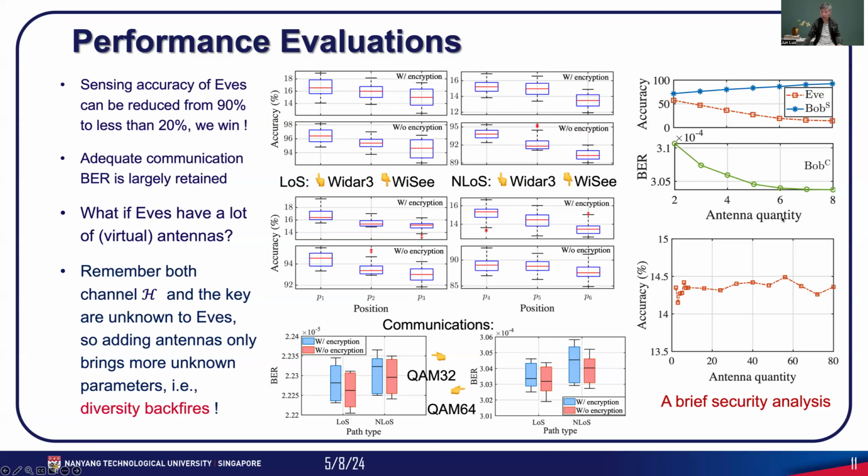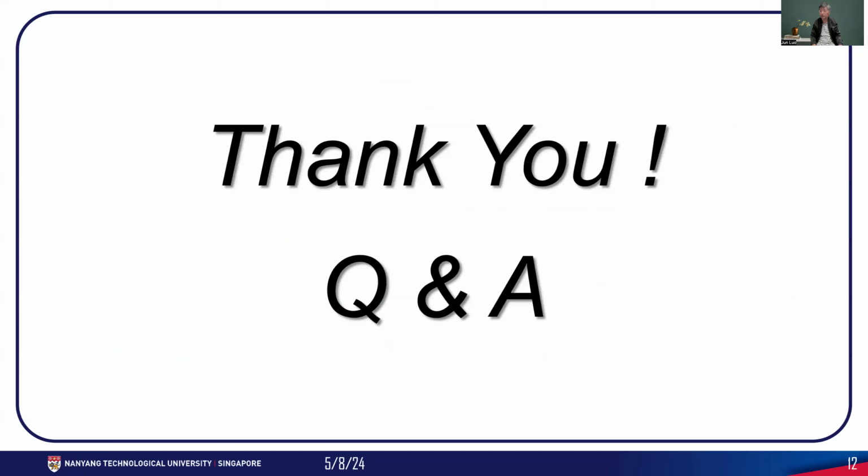The results with different antennas also show what we claim. Even if we increase the antennas from 1 to 80, the accuracy of the attacker doesn't really improve. At the same time, the accuracy of sensing users increases with antenna quantity, which is very much understandable. All right, I guess that's it for my presentation. Thank you. If you have any questions, please ask us online because we are unable to attend the conference. Thank you.